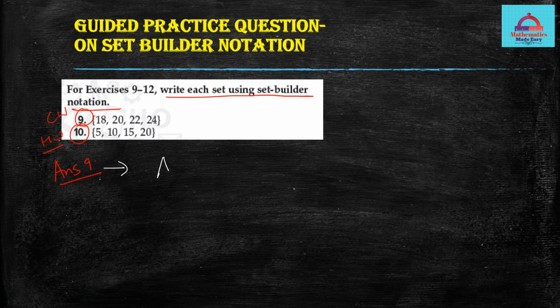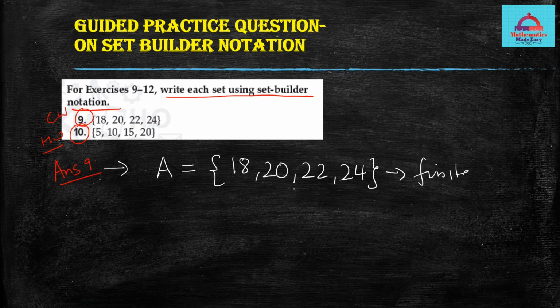So if I write the set with capital letter A, this is 18, 20, 22 and 24. Let's first write a few things that we observe. This is a finite set for sure, and it has 4 elements. Now what is the rule that you can understand from this, or what is the pattern that you can notice?